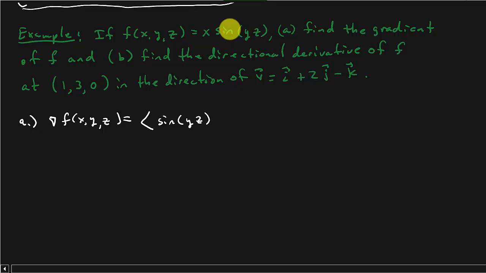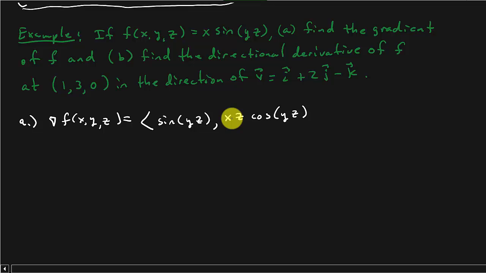So it's just sine yz. And then the partial of f with respect to y, so x is like a constant, z is like a constant. So that's going to be what? xz times the, not the sine, times the cosine of yz, right? Derivative of sine is cosine times the derivative of what you're taking the sine of. So the derivative of yz is just z. And so you got your z times x.